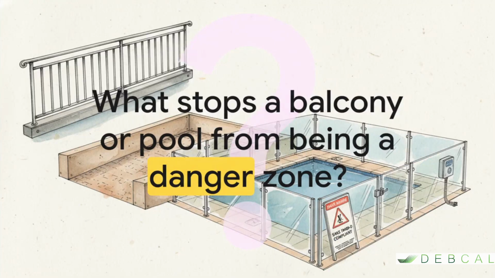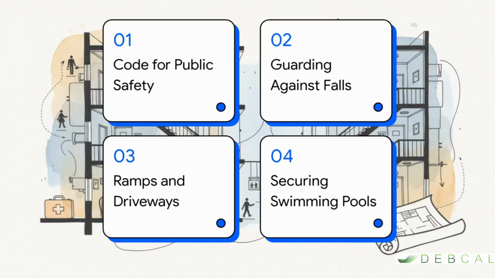So think about it. What is it that actually turns a potentially hazardous spot, like a high balcony, a steep driveway, or even a backyard swimming pool, into a space that's safe for you and me to use? Well, the answer is in a set of very specific, legally recognized requirements. So here's our roadmap. First, we'll get a handle on how the code itself is written. Then, we'll dive into the rules that are all about preventing falls. After that, we'll look at ramps and driveways. And we'll finish up with the absolutely critical safety layers required around swimming pools.